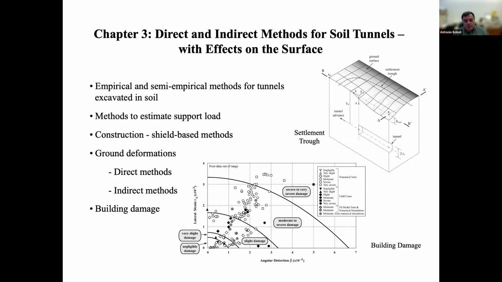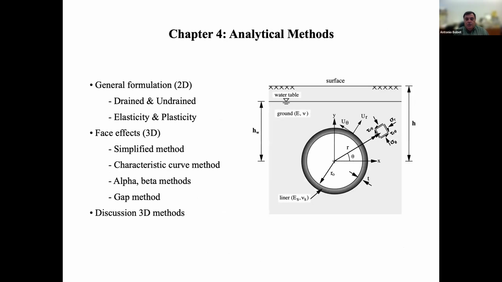So we talk about two types of methods. What we call direct methods, similar to the methods for tunnels in rock, are empirical methods from some geometric and ground properties. These methods estimate directly the deformation of the ground, particularly on the surface. And then there are the others that we call indirect, or maybe semi-analytical or semi-empirical, which is a mix of empirical with analytical and numerical methods to come up with these deformations. And we finish the chapter with how these deformations would impact structures on the surface, and we provide some information about the potential damage to buildings on the surface.